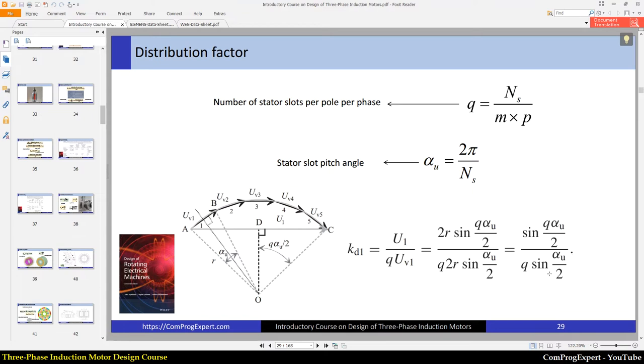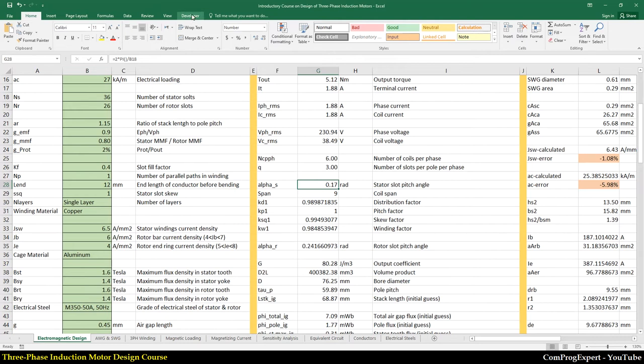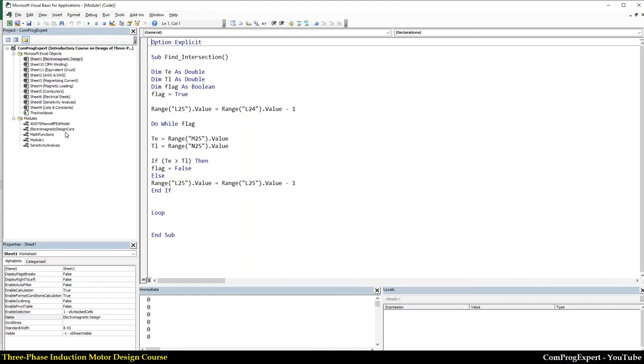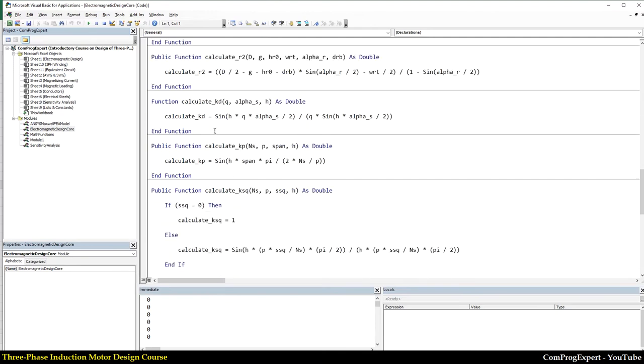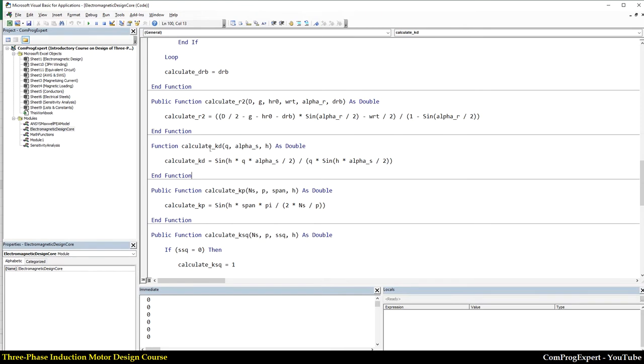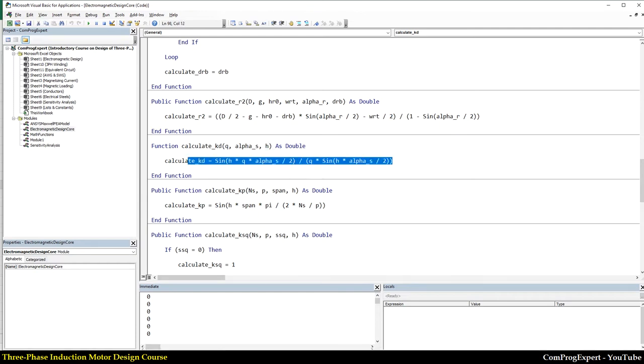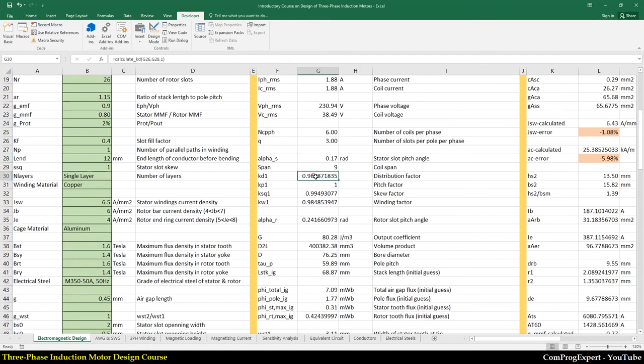This is for the fundamental harmonic, and for higher harmonics, we have the harmonic order in the argument of the sine function here and in the argument of the sine function here. I implemented this equation in the Excel file. If you go to the Developer tab, Visual Basic, Electromagnetic Design Core, I implemented this equation here, KD, distribution factor, right? We have 3 inputs: Q, the stator slot pitch angle, and H. H is the harmonic order, and I implemented this equation here in the macro to be able to calculate the distribution factor. So I implemented this equation here, calculating KD for the fundamental harmonic.